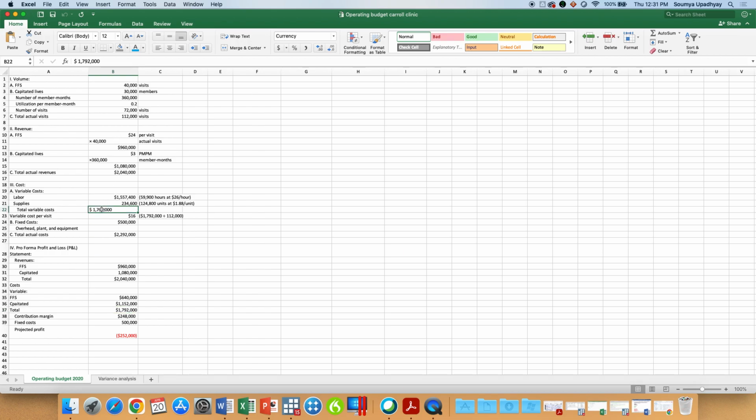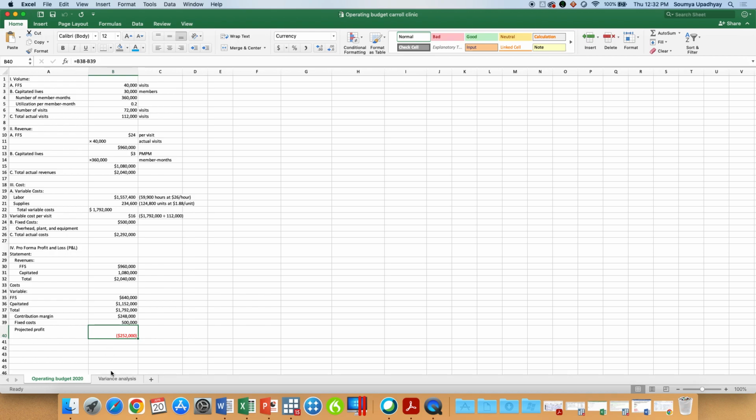So the contribution margin is when you take the revenue minus the cost, which is total revenues 2.04 million minus the total variable cost right here, and that gives you the contribution margin, which is 248,000. But you still have to remove the fixed cost. Remember from one of the earlier chapters, you still have to remove the fixed cost from your contribution margin to get the projected profit, which is a negative 252,000 in the case of Caroll Clinic.